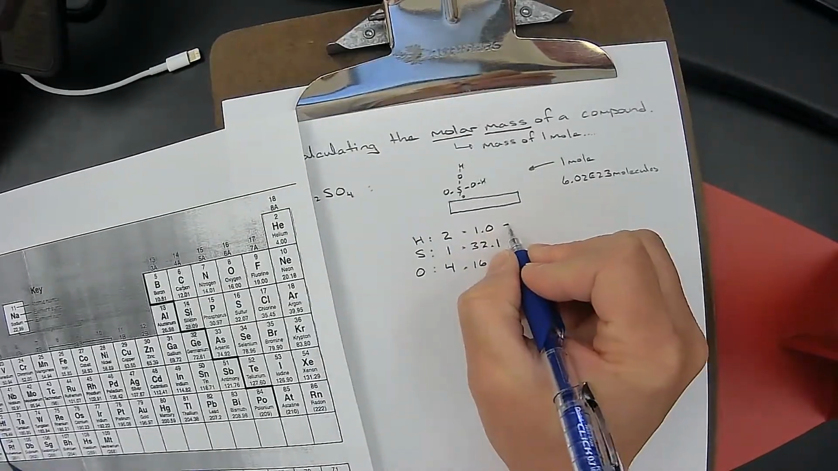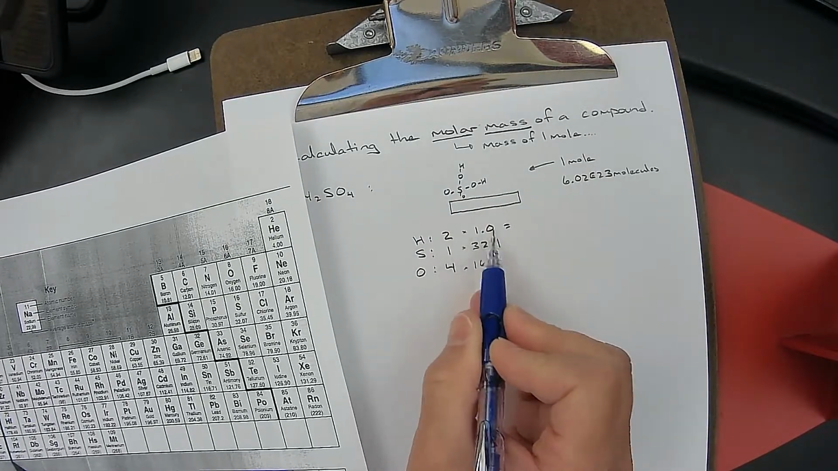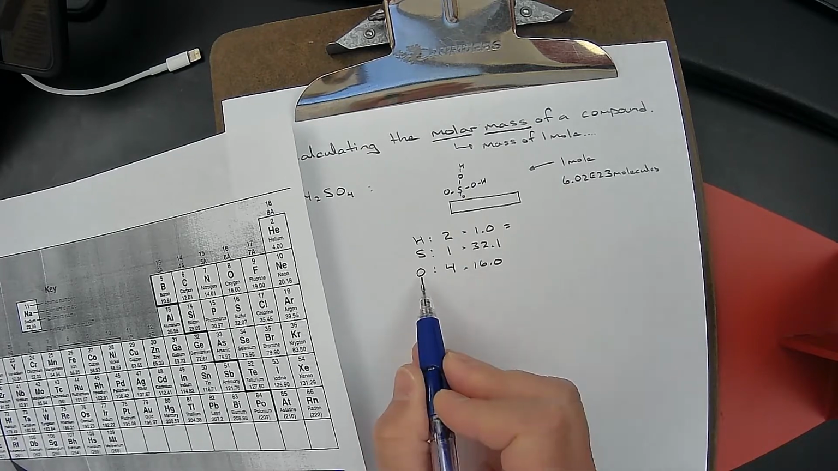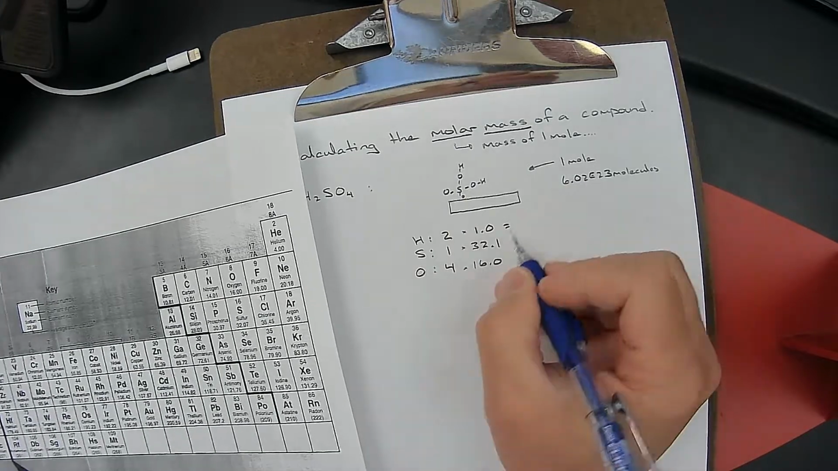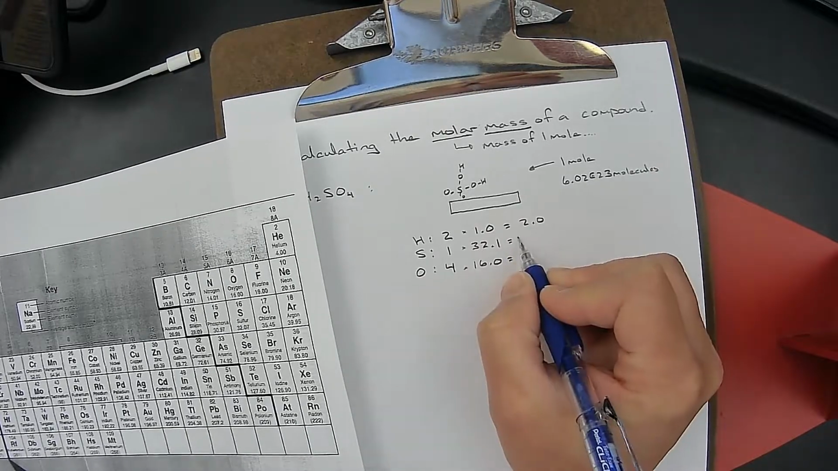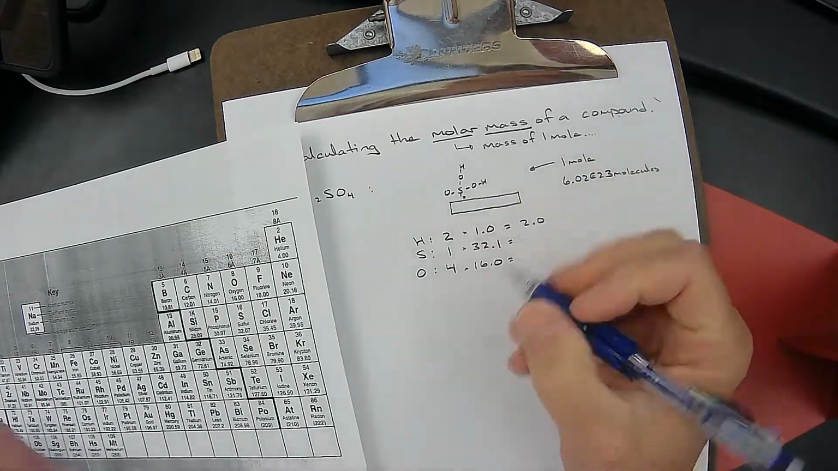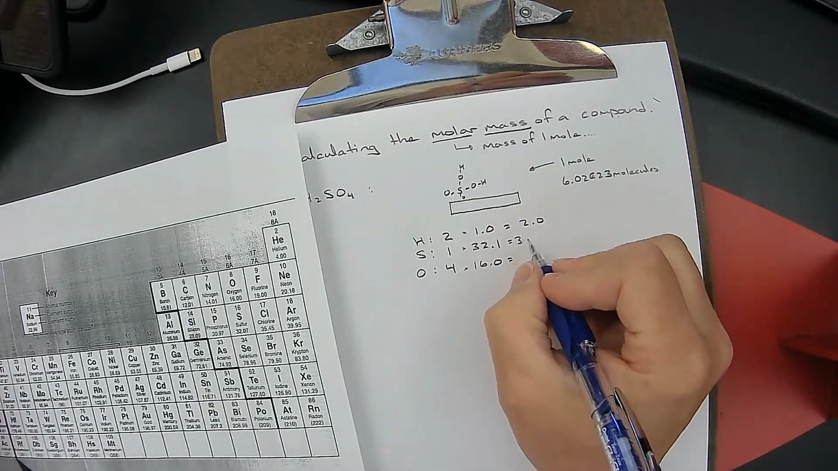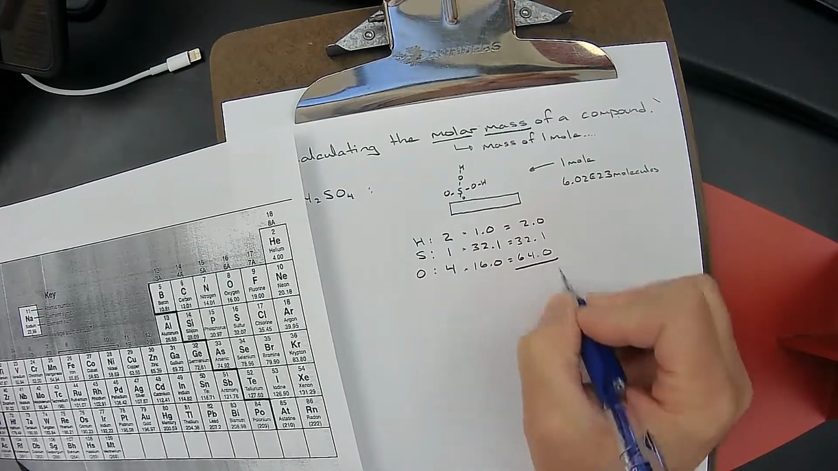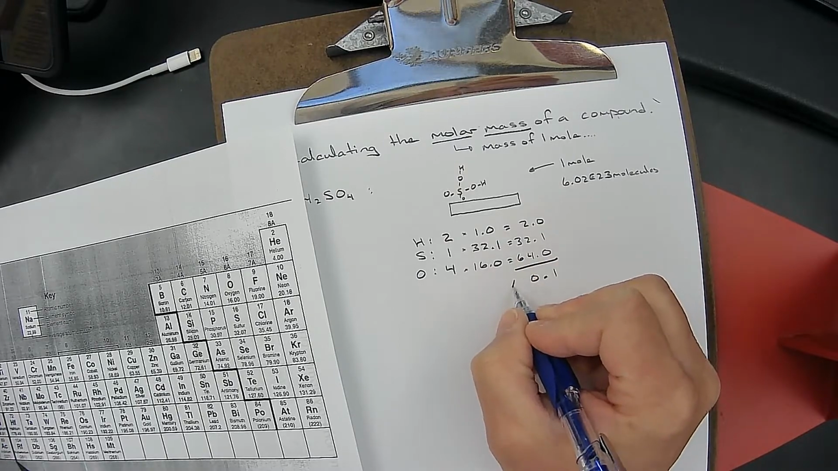16.0. So it's just like going shopping and buying 2 H's, and they each cost $1. 1 S, and it costs $32.10. 4 O's, and they each cost $16. And so we're going to add all that up. 2.0, 32.1, and 64. When we add all that up, you get 100.1.